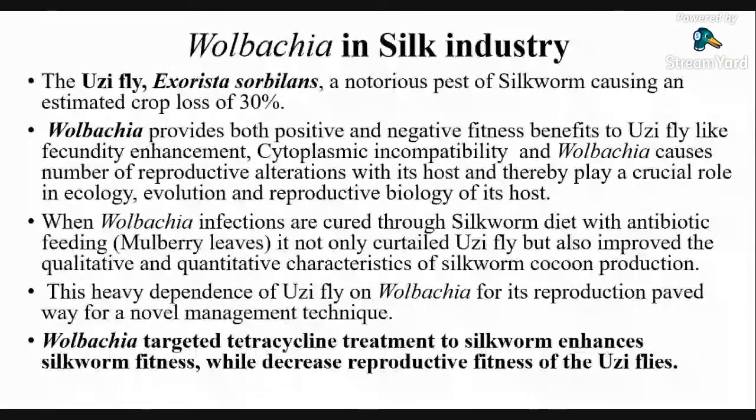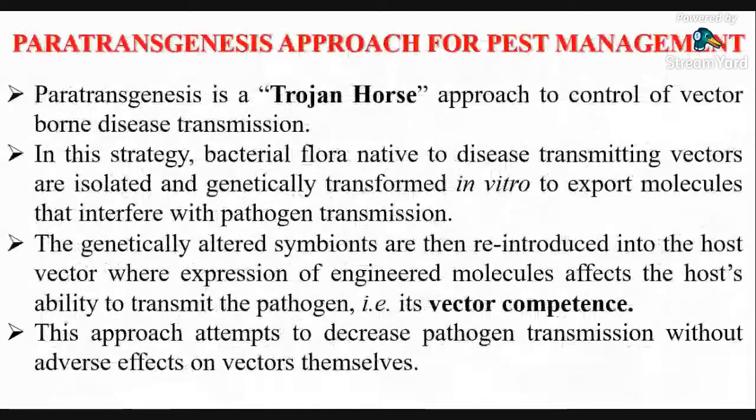Paratransgenesis approach for pest management. Paratransgenesis is a technique that attempts to eliminate a pathogen from a vector population through transgenesis of a symbiont of the vector. The goal of this technique is to control vector-borne disease. This approach attempts to decrease pathogen transmission without adverse effects on the vectors themselves.